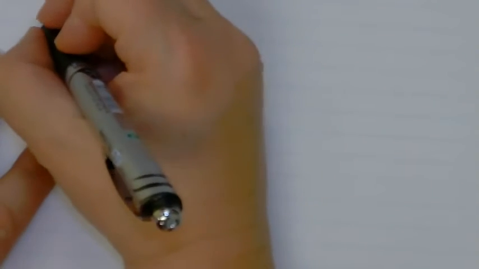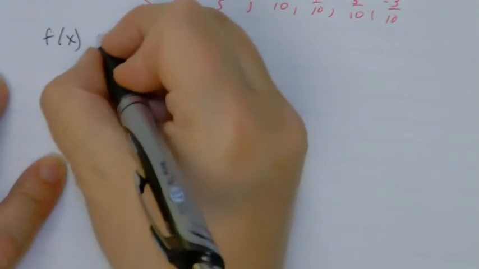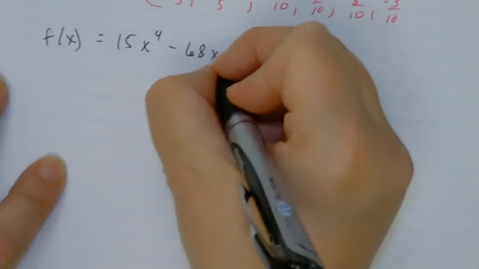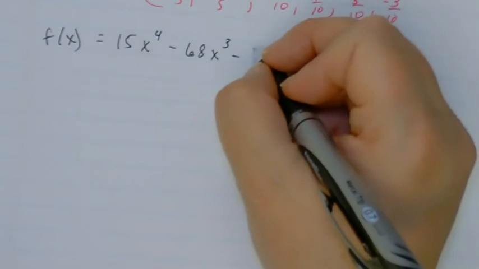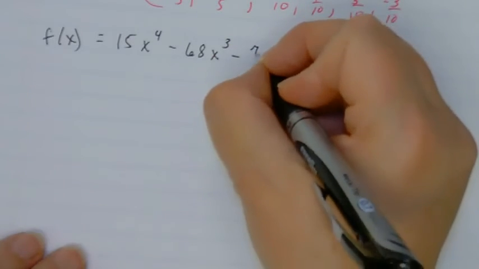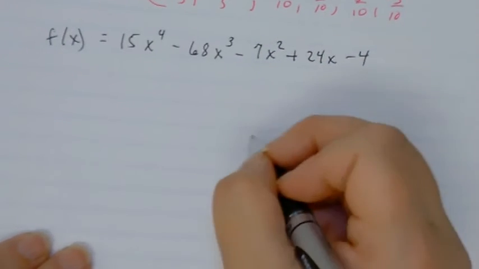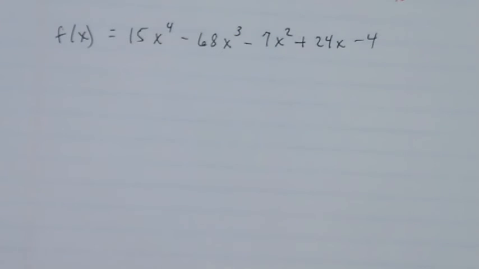Okay, let's do one more where we make our list of possibilities. Here's the function. F of x equals 15x to the fourth minus 68x to the third minus 7x squared plus 24x minus 4. So let's make our list of possibles. If I were you, I would pause the video, try it myself, and then come back and check my work.